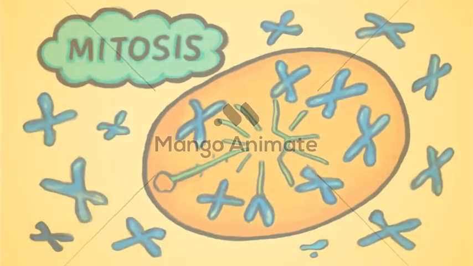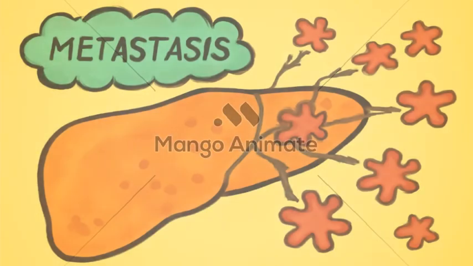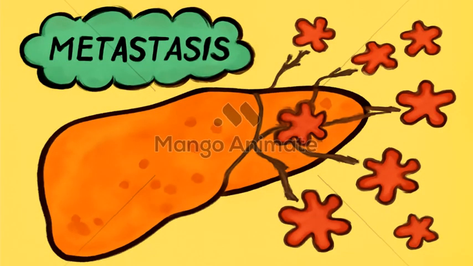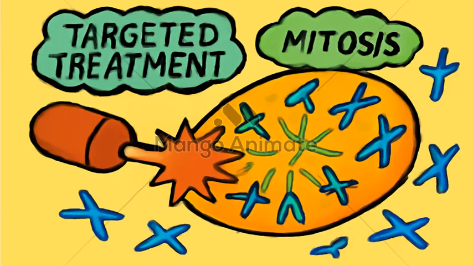A failure in the regulation of mitosis can result in cancer. Cancerous cells are those that divide uncontrollably and can form tumors or spread throughout the body. Understanding mitosis helps scientists develop treatments that target cell division.